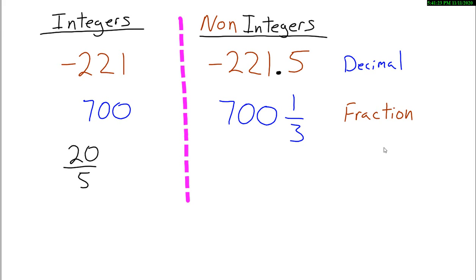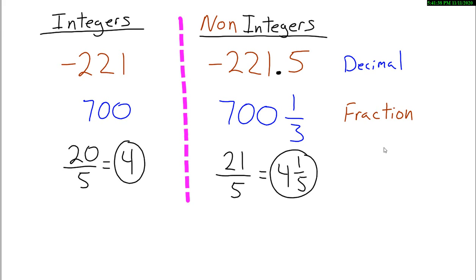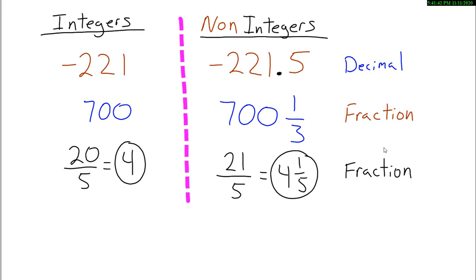Now this looks like it's not an integer. I mean, that's a fraction, but really 20 divided by 5 is just 4. So that value right there, 20 over 5, that's 4, that's an integer. But if you had 21 divided by 5, that's 4 1/5. Now that's a fraction. That's not an integer.